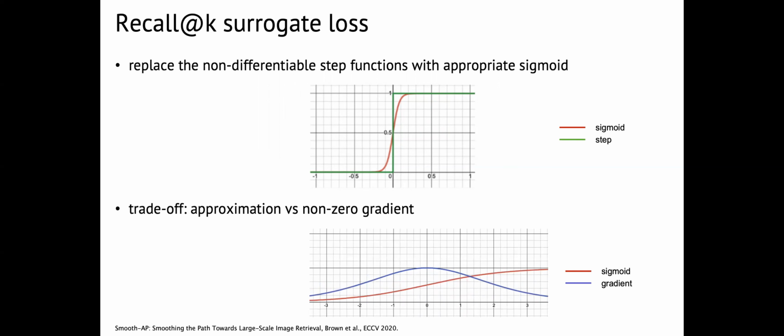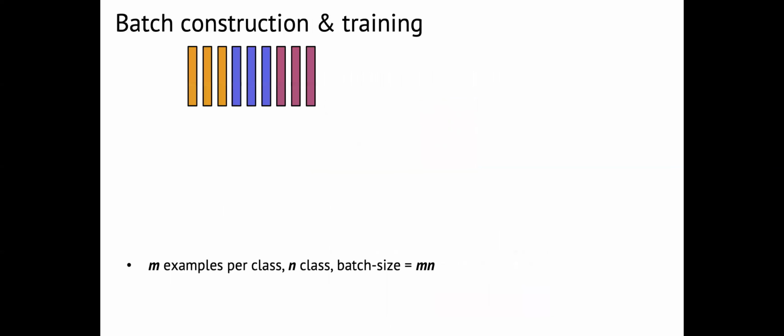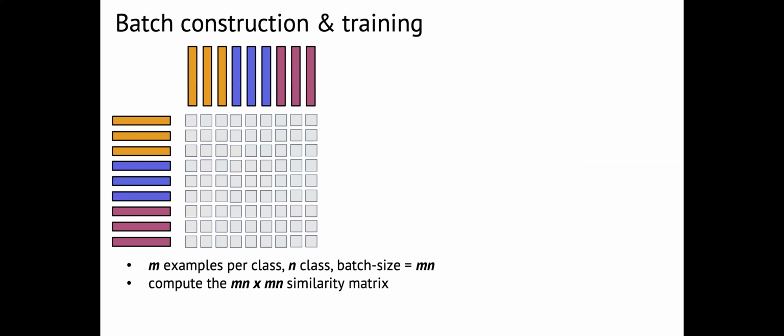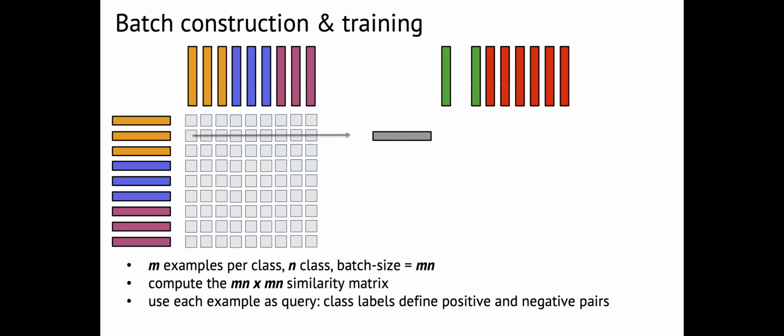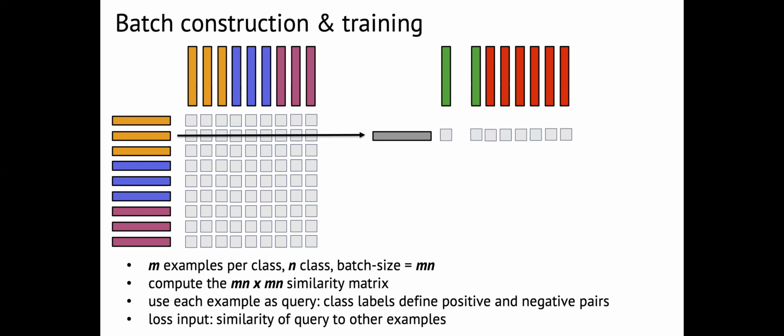Now, let's see how the batch is constructed during the training. We follow class-balanced sampling and sample m examples for n classes. Then pairwise similarities are computed. Each sample is used as a query. Samples from the same class as the query are positives and the rest are negatives. Similarities needed for recall at k surrogate estimation are already available.